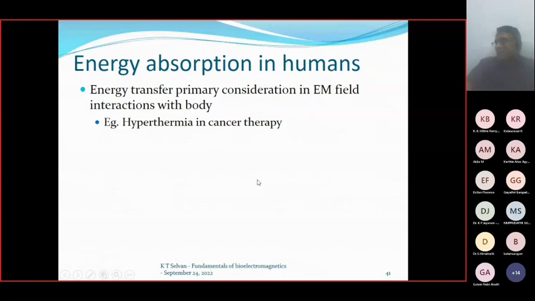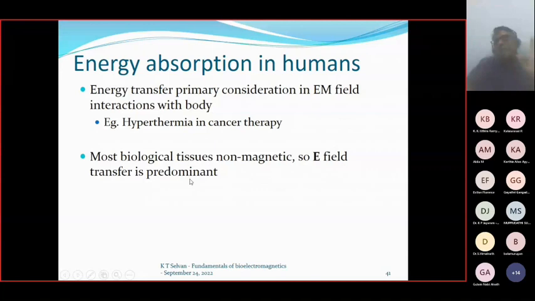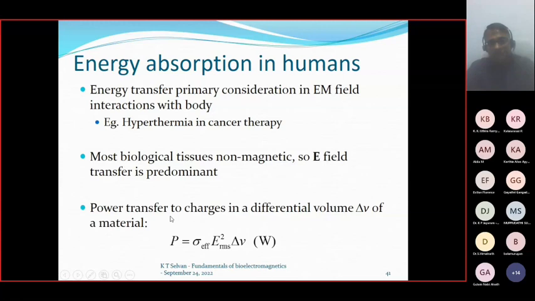This is what we are interested in. Most biological tissues are non-magnetic, so E-field transfer is predominant, though for very high magnetic fields, of course, as we will briefly mention in due course. For many applications, we are mainly bothered about the E-field transfer because biological tissues are essentially non-magnetic. The power transfer to charges in a differential volume delta V can be written like this.